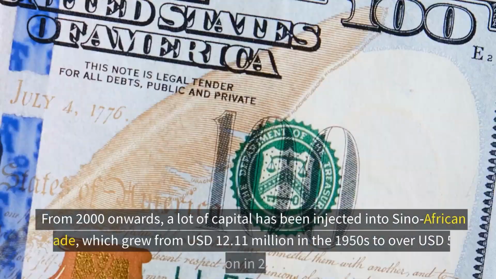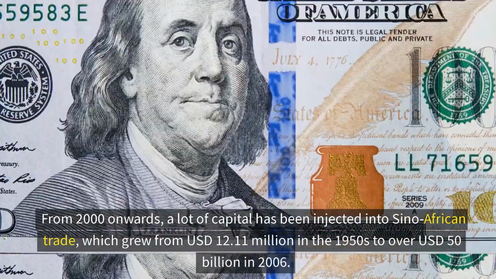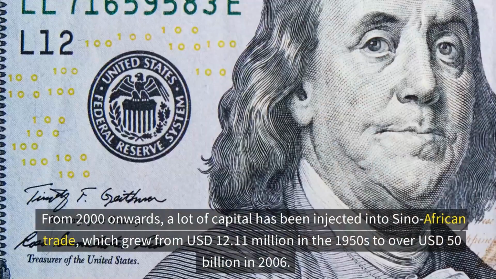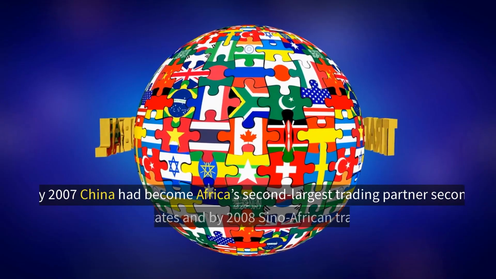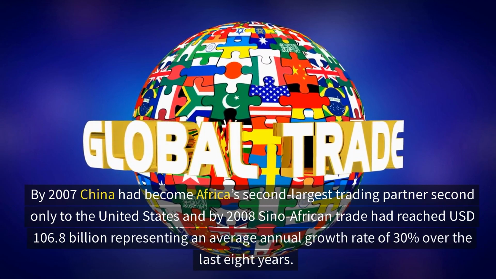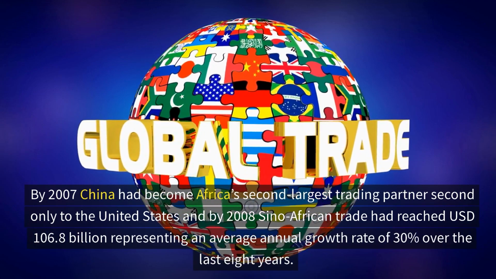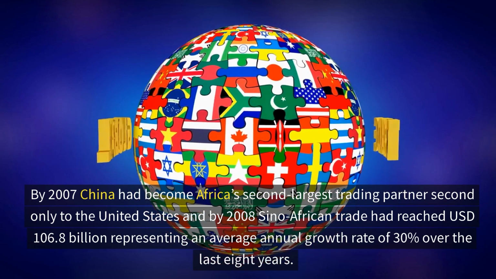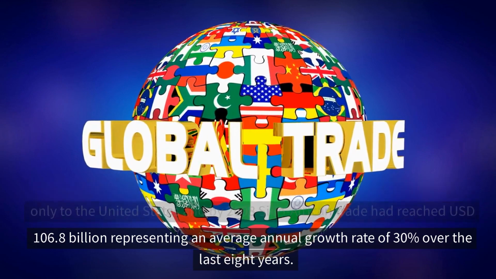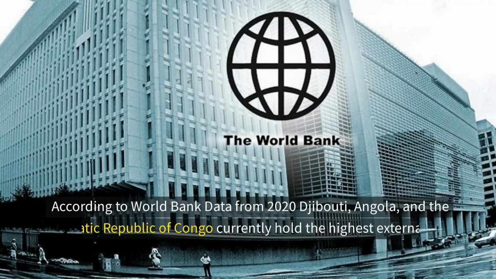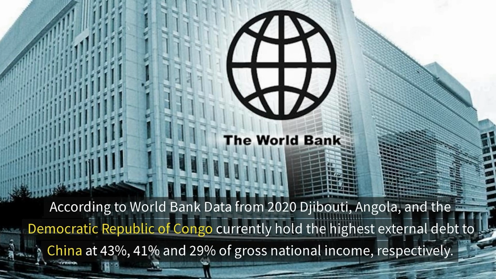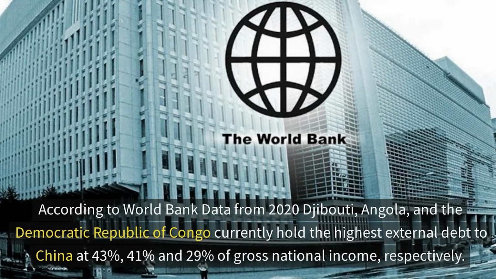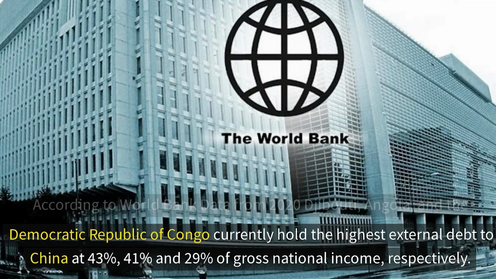From 2000 onwards, a lot of capital has been injected into Sino-African trade, which grew from $12.1 million in the 1950s to over $50 billion in 2006. By 2007, China had become Africa's second largest trading partner, second only to the United States, and by 2008, Sino-African trade had reached over $106.8 billion, representing an average annual growth rate of 30% over the last 8 years. According to World Bank data from 2020, Djibouti, Angola, and the Democratic Republic of Congo currently hold the highest external debt to China at 43%, 41%, and 29% of gross national income, respectively.